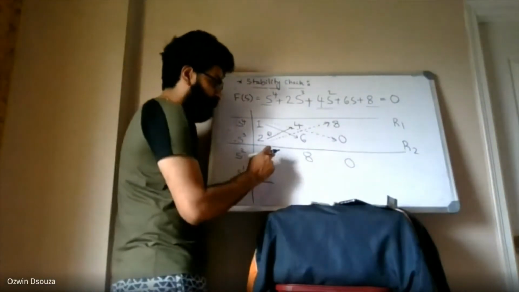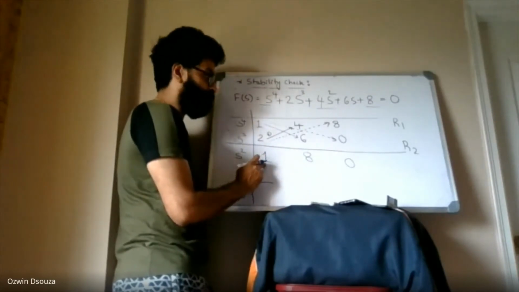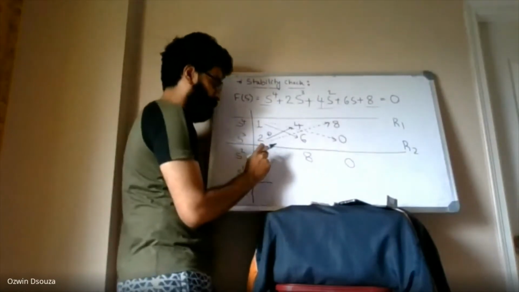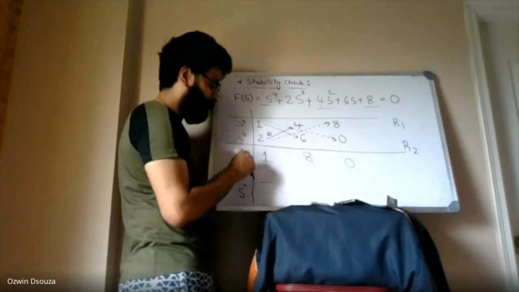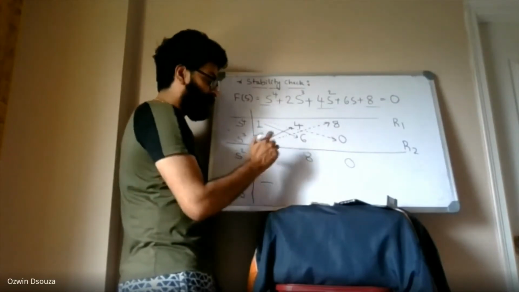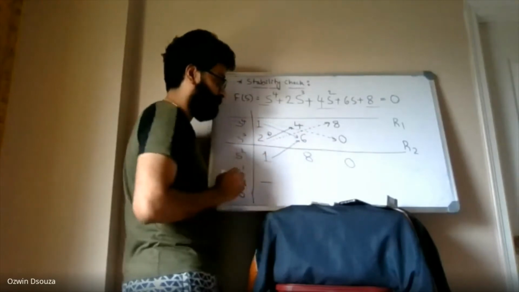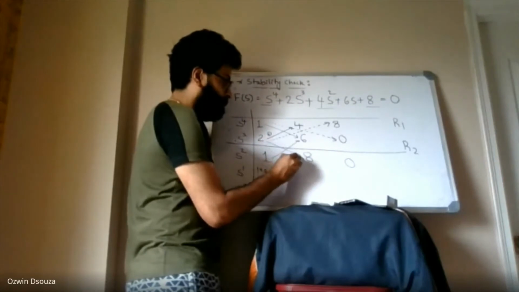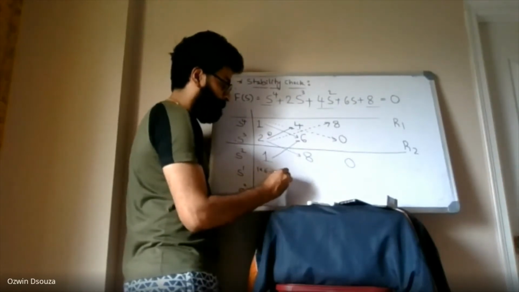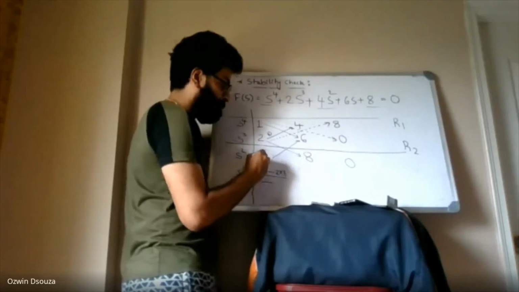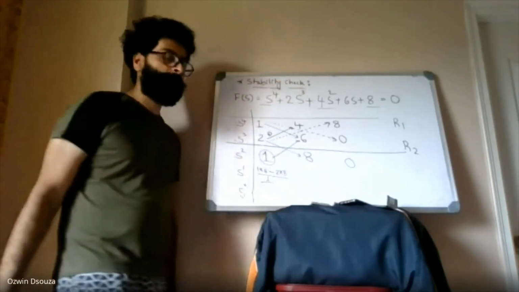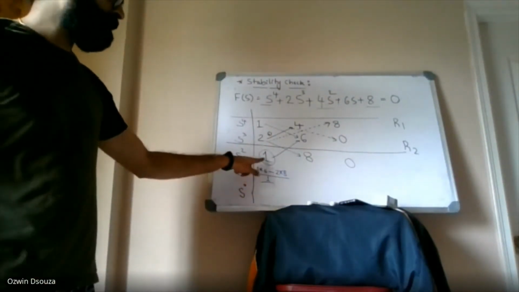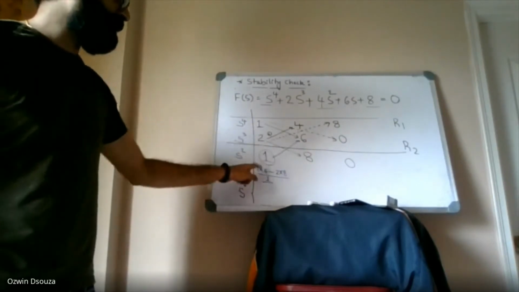So what will I do? I will multiply the recent coefficient with the row lying just above that particular row. So my coefficient which is lying above s to the power 1 row is unity. So I'll multiply this manner. 1 into 6 minus 2 into 8 divided by 1. So what I have written? 1 into 6 minus 2 into 8 divided by 1.